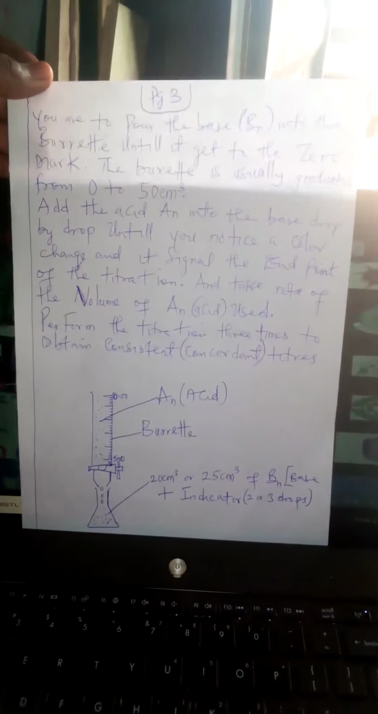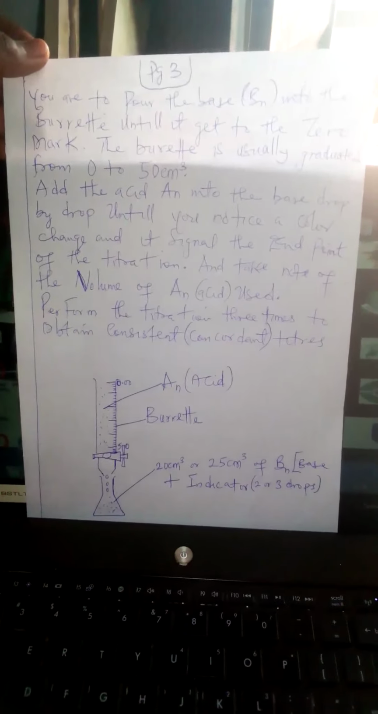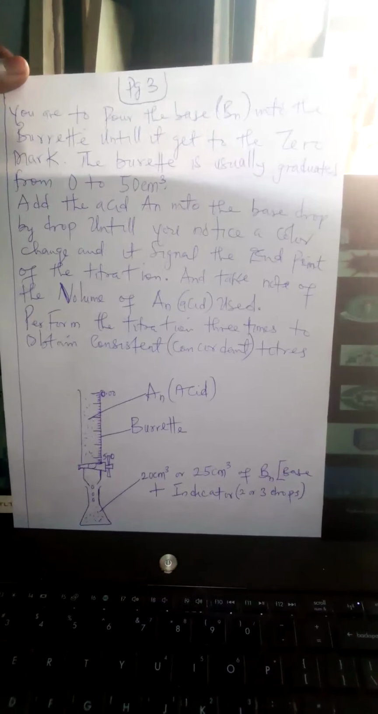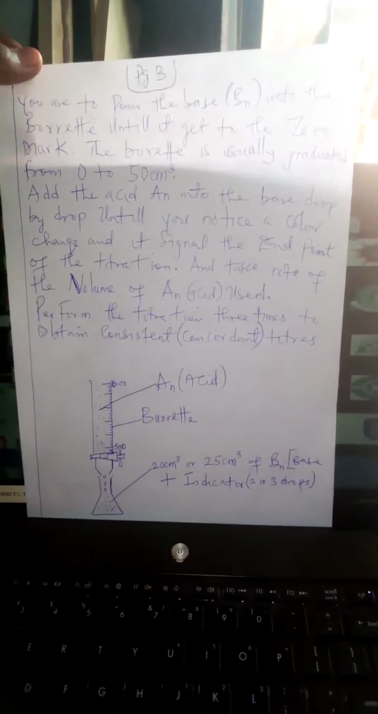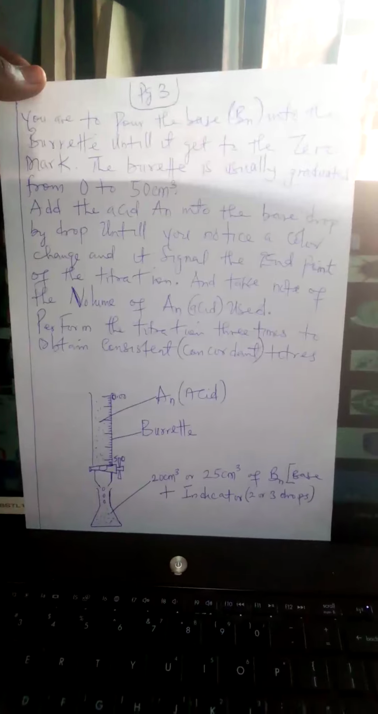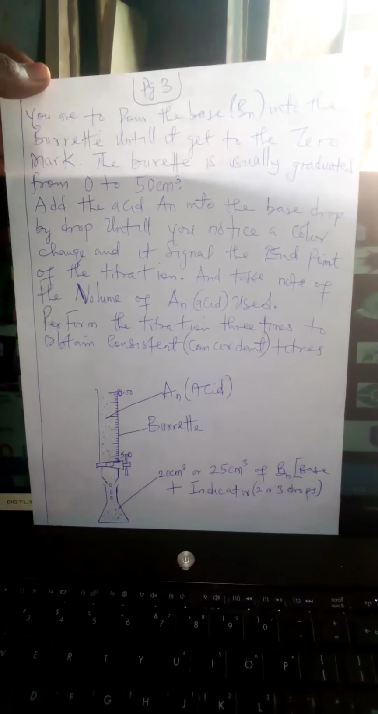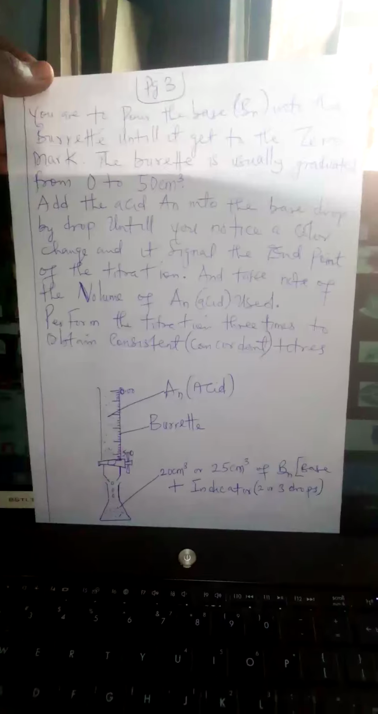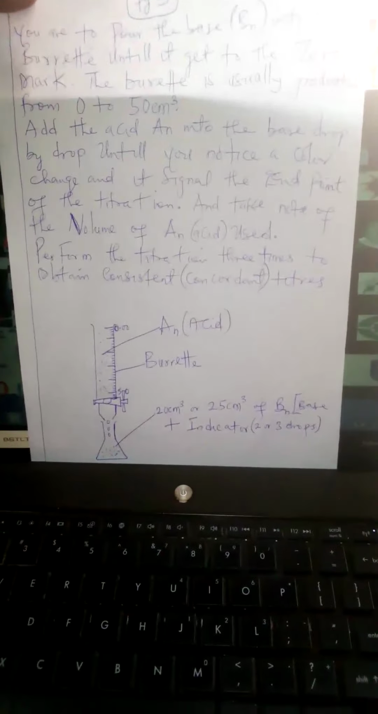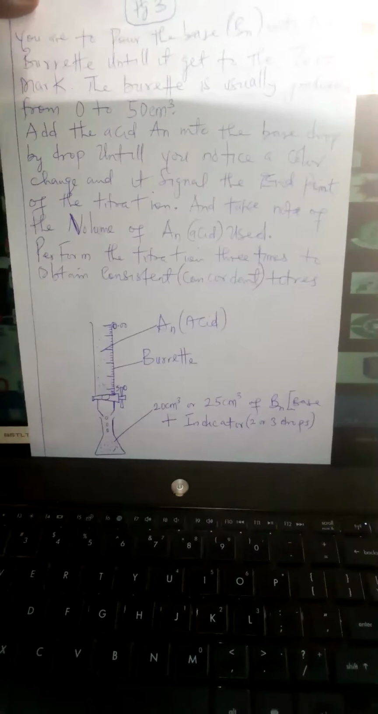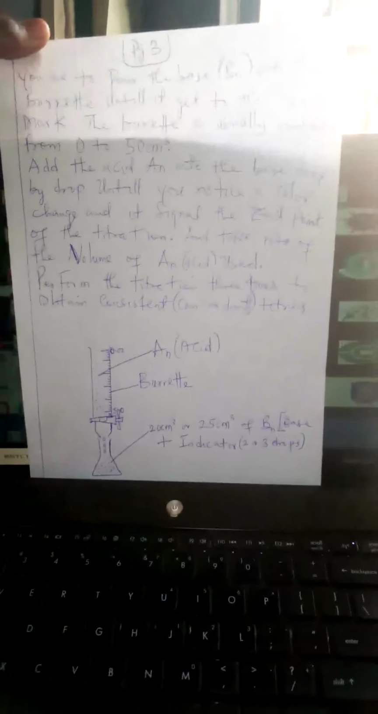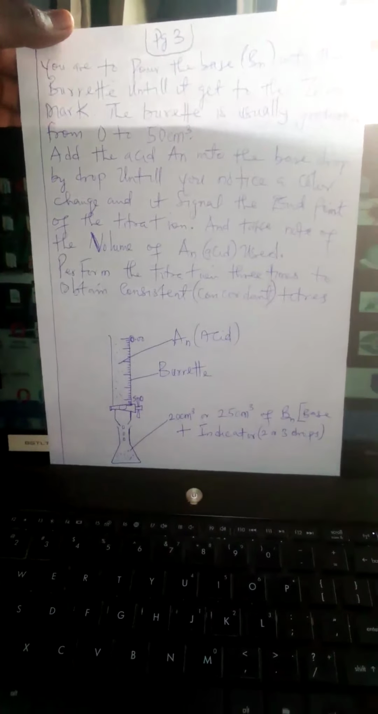So the burette is usually graduated from 0 to 50 centimeter cube. Add the acid, that is An, into the base drop by drop until you notice a color change, and it signals the end point of the titration. And take note of the volume of An used. Then perform the titration 3 times to obtain consistent or concordant titer. And make sure you round up your titer values to 2 decimal place.